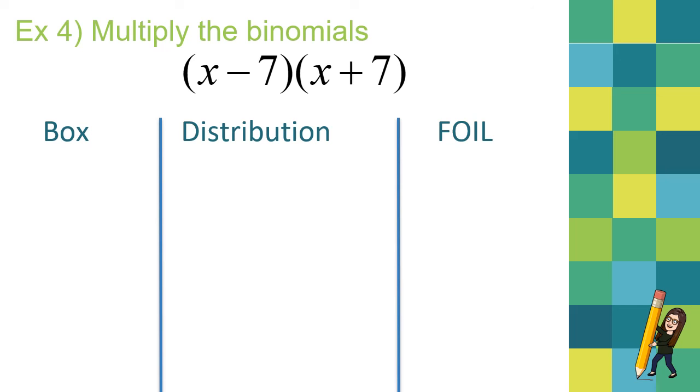All right, let's take a look. This is unique. This final answer, you guys, believe it or not, is x squared minus 49. We don't have an x term because you would have had a positive 7x and a negative 7x. When you combine those like terms, it's 0x.